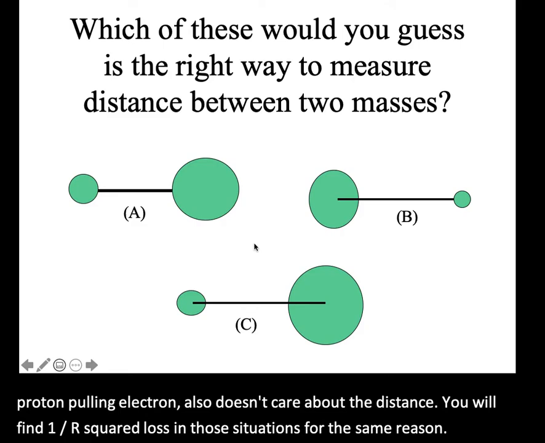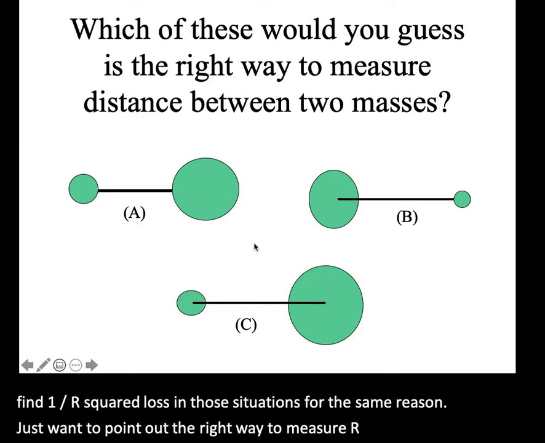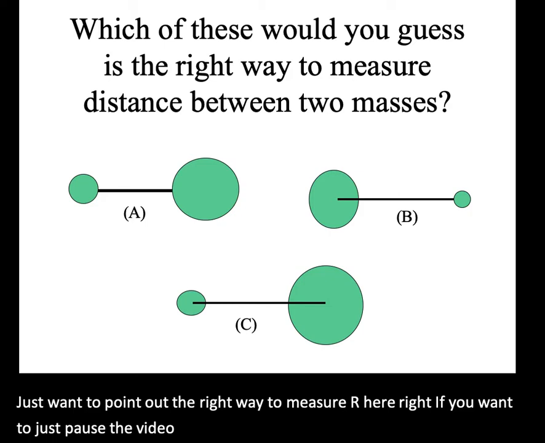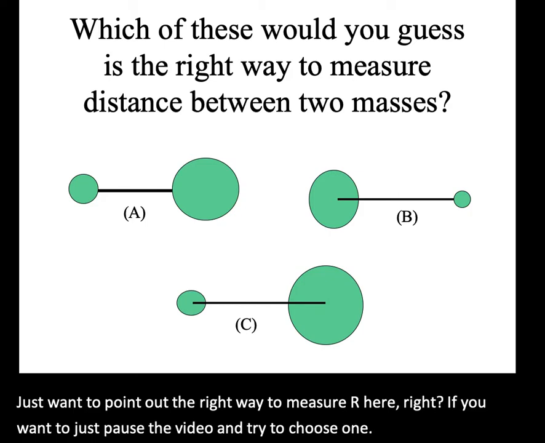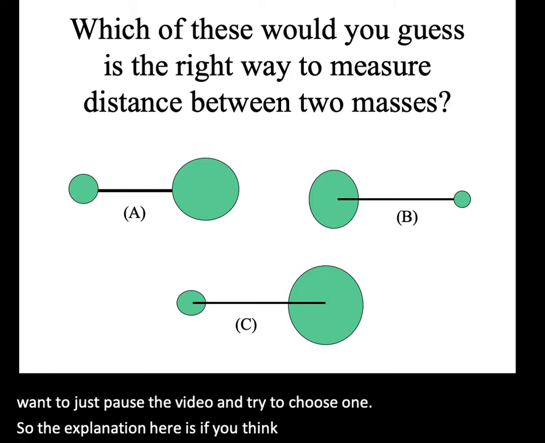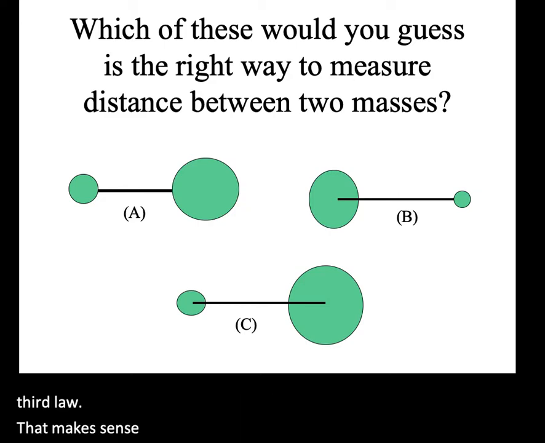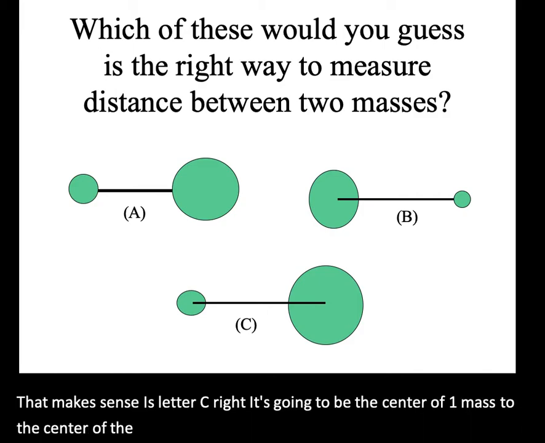Just want to point out the right way to measure r here, right? If you want to, pause the video and try to choose one. The explanation here is if you think about symmetry and Newton's third law, really the only thing that makes sense is letter C, right? It's going to be the center of one mass to the center of the other. The other solutions are not symmetric.